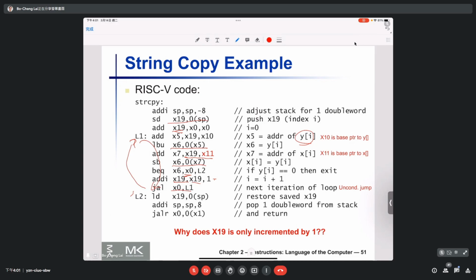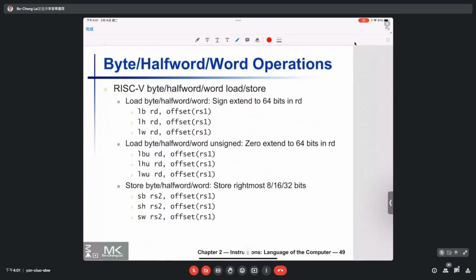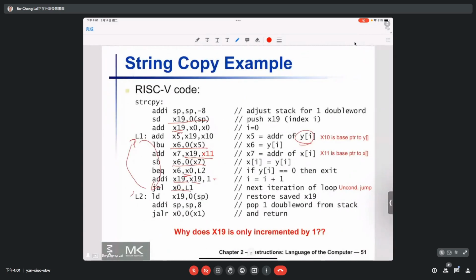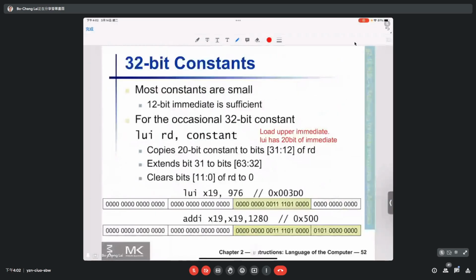Why is it only incremented by 1? Because it's a character, and a character is only recorded as 1 byte. A character takes only 8 bits, 1 byte. Sorry, 1 byte. So adding 1 each time is enough, because adding 1 means one byte. Making sense to you? Speak up if it doesn't.